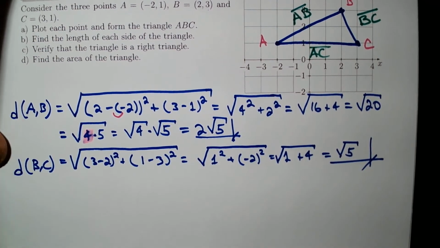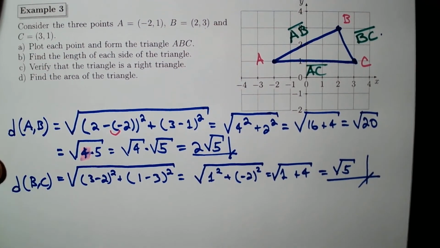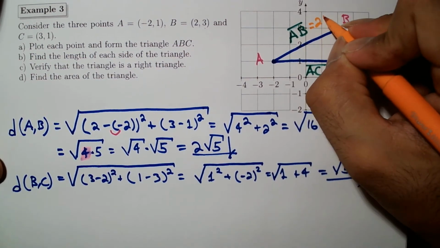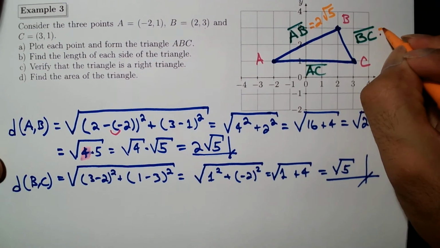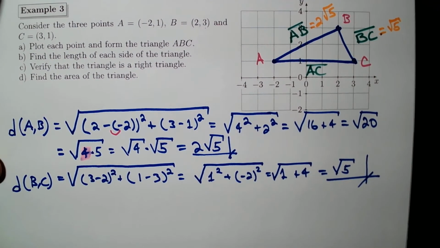So there goes the second distance, the distance BC. It would be great if we write them down, so I'm going to use orange. In this case, this will be 2 square root of 5. This is going to be square root of 5. All right, and let's do the last one, AC.